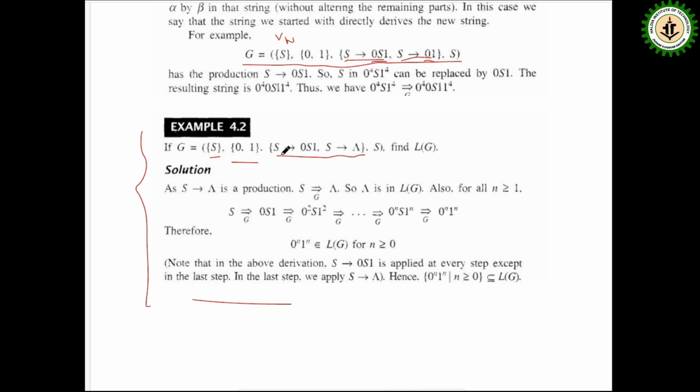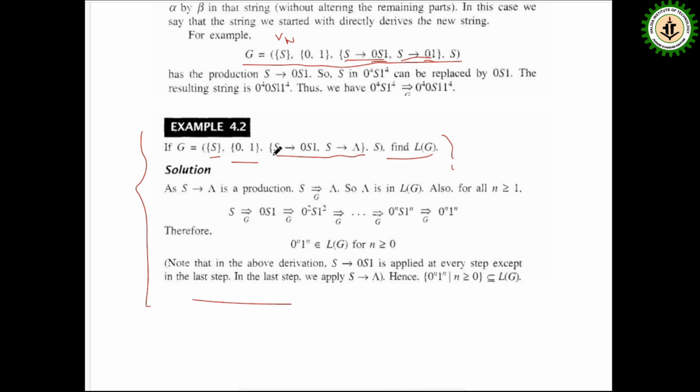Okay, the first production is S to 0S1, and the second production is S to null. We have to find the language generated by this grammar. What language will it generate? If we use the second production first, that is S to null, no further derivation is possible. So S equal to null we can get.